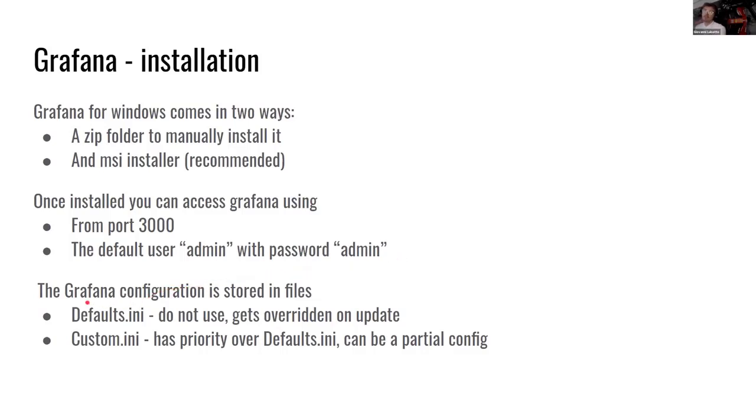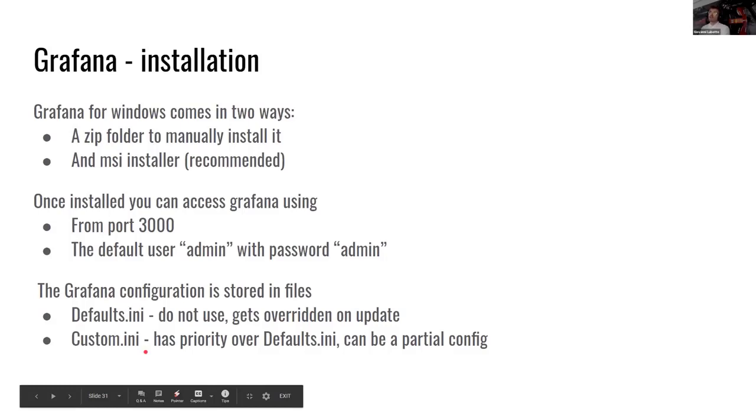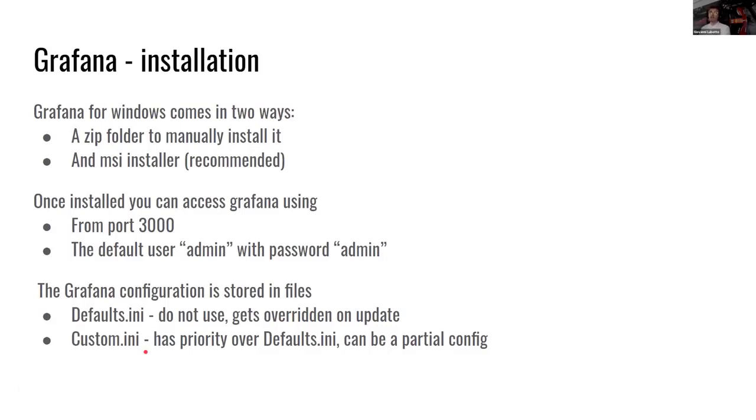Of course, you might want to see how Grafana is configured and change some configuration. To do that, you just have to locate the default ini file in the Grafana folder and have a look at the configuration of that file. But don't change that. If you want to override its configuration, use the custom ini file. Create a new file called custom ini, in which you specify your own configuration, and that will override the default ini file. Or better, it will have precedence over the default ini file.